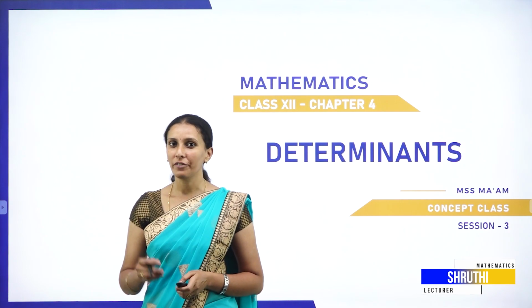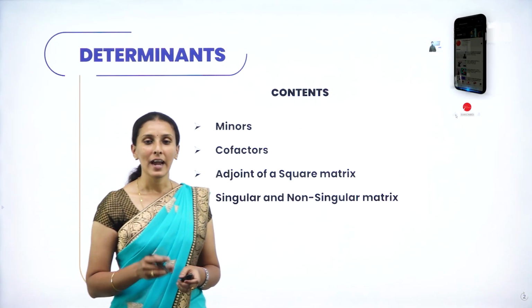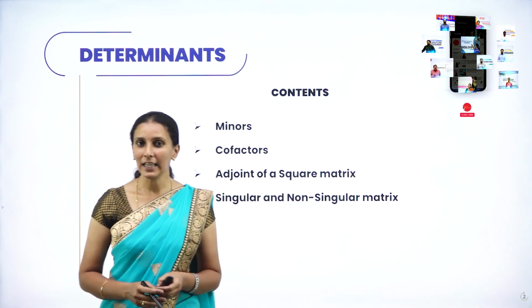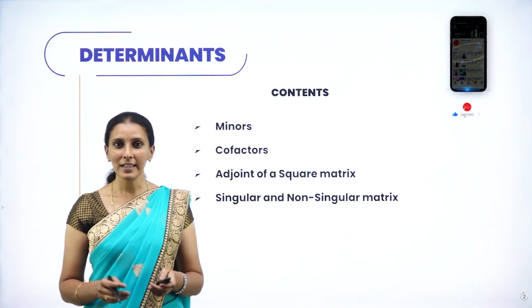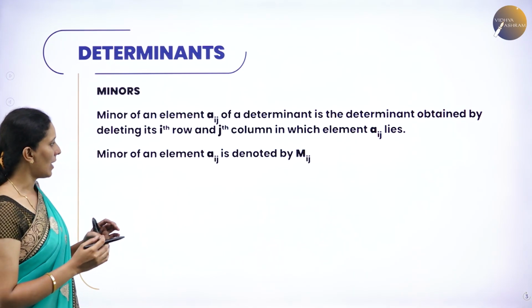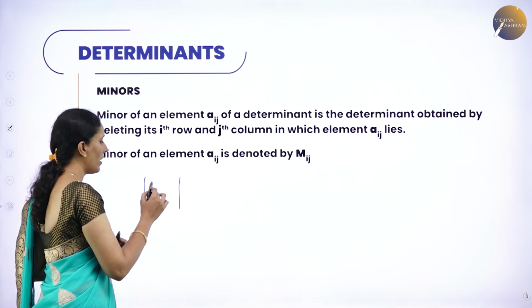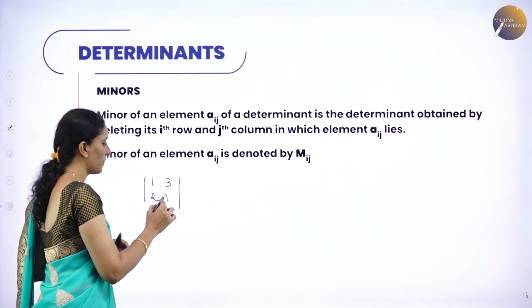In today's session, we have many topics to discuss: minors, cofactor, adjoint of a matrix, singular and non-singular matrix. Let's see what minors are. What do minors mean? For example, let me take a 2 cross 2 matrix: 1, 3, 2, 7.